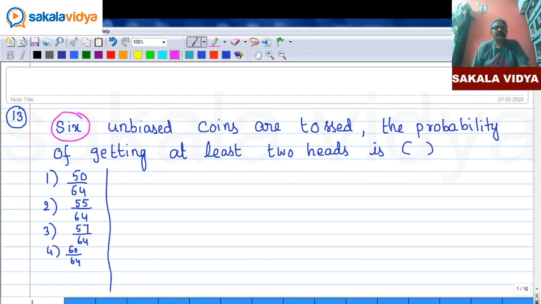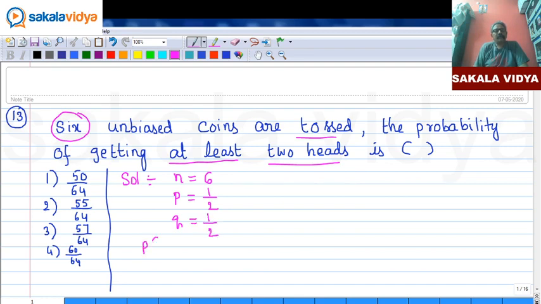Six unbiased coins are tossed. The probability of getting at least 2 heads. So in this case, n is equal to 6. In a coins problem, p is always equal to 1 by 2, the probability of getting head. Tail is also q equal to 1 by 2. We need to find P of x greater than or equal to 2.